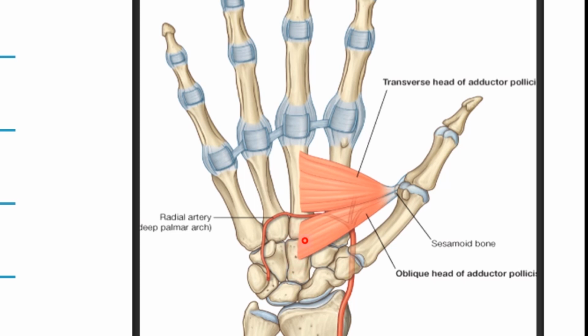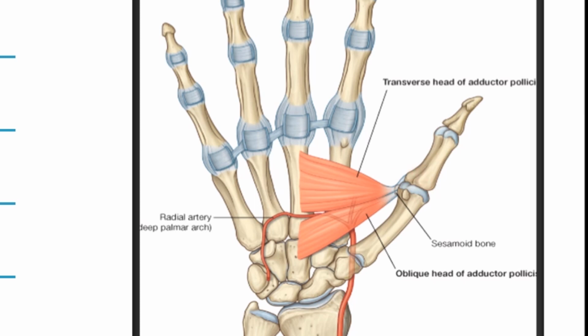Here is the transverse head of adductor pollicis. Its origin is from the third metacarpal. Here is the third metacarpal. Now the muscle is inserted on the medial side of the base of the proximal phalanx of the thumb. This is the proximal phalanx, this is the base, and this is the point of insertion.